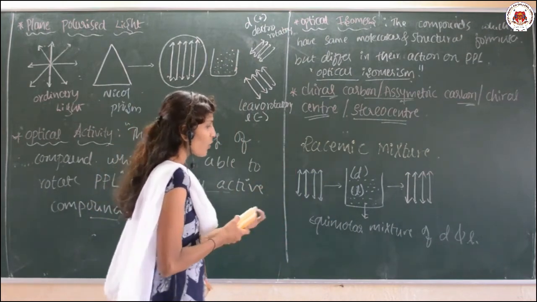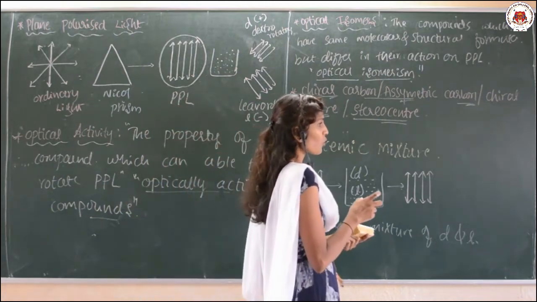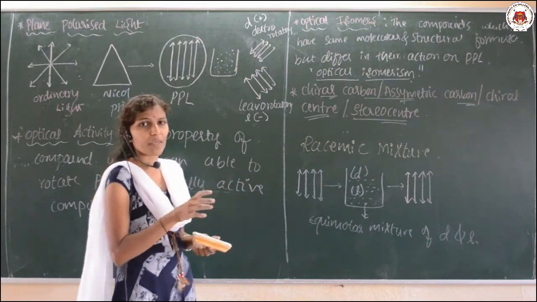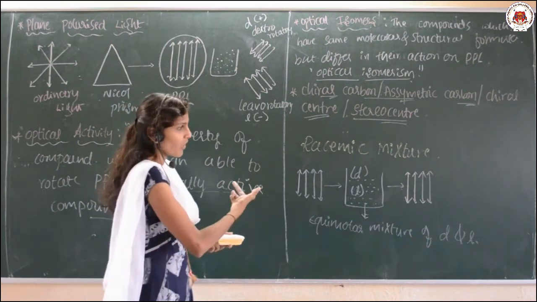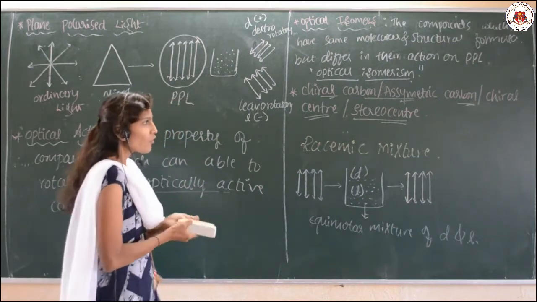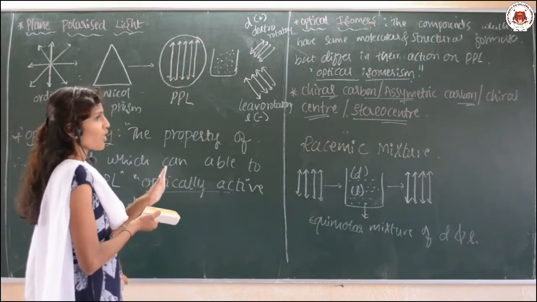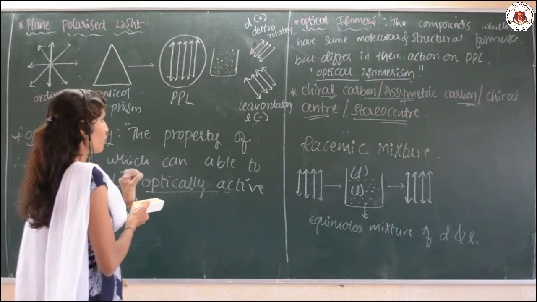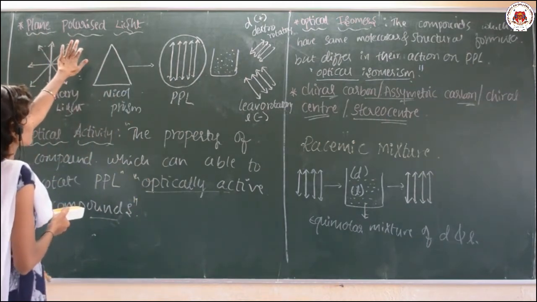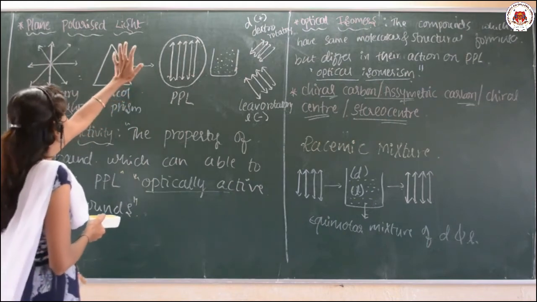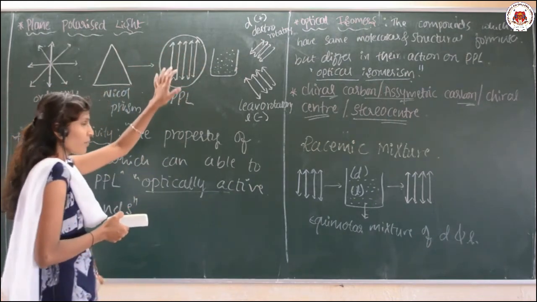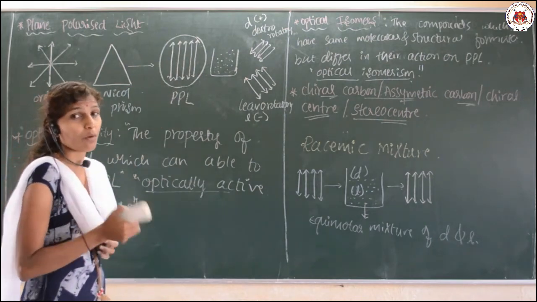A racemic mixture is the equimolar mixture of dextro and levorotatory compounds, so that the action of this on the PPL is not at all observed. It means the PPL is passed as it is. Clear? So these are very important terms that I am going to explain in this class. First one is plane polarized light, which means the vibrations are confined to a single plane. That is what we call plane polarized light.